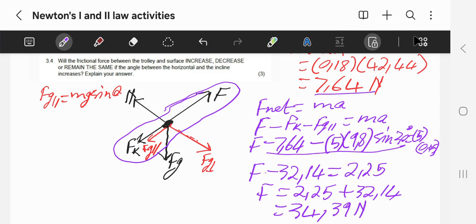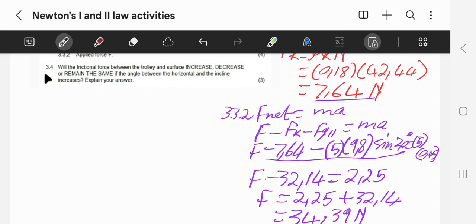And that's how I solve that problem, guys. Let's move on to the next one. The last one says, will the frictional force between the trolley and the surface increase, decrease, or remain the same if the angle between the horizontal and the incline increases? Explain your answer. Okay, guys, when I explain this answer, I won't use words. I'm just going to explain, but you will take that explanation I gave and put it in words, okay?